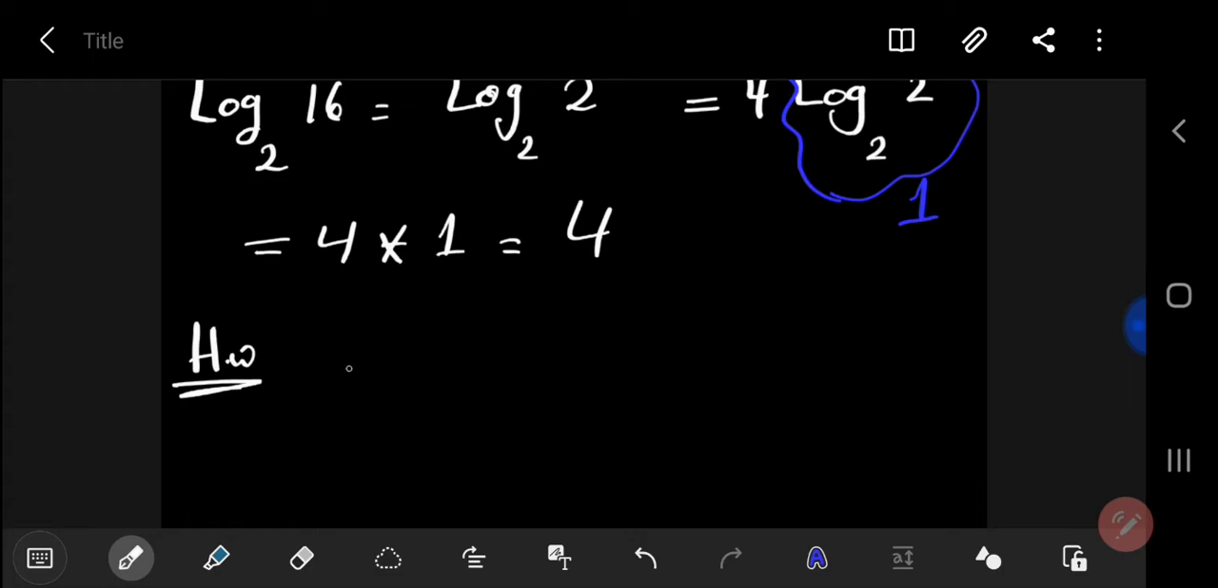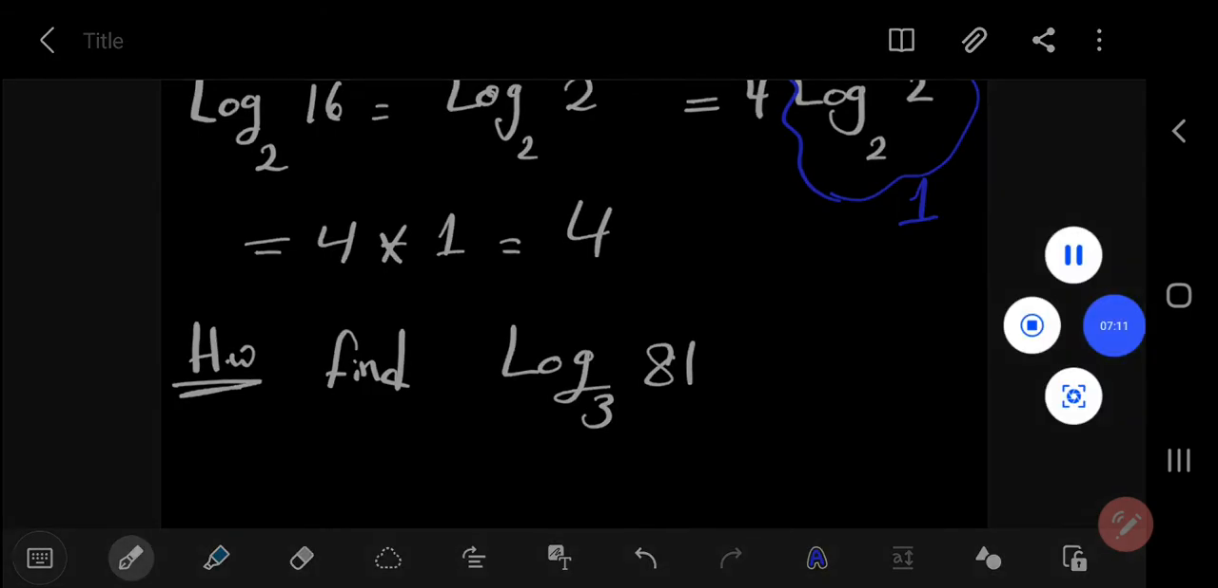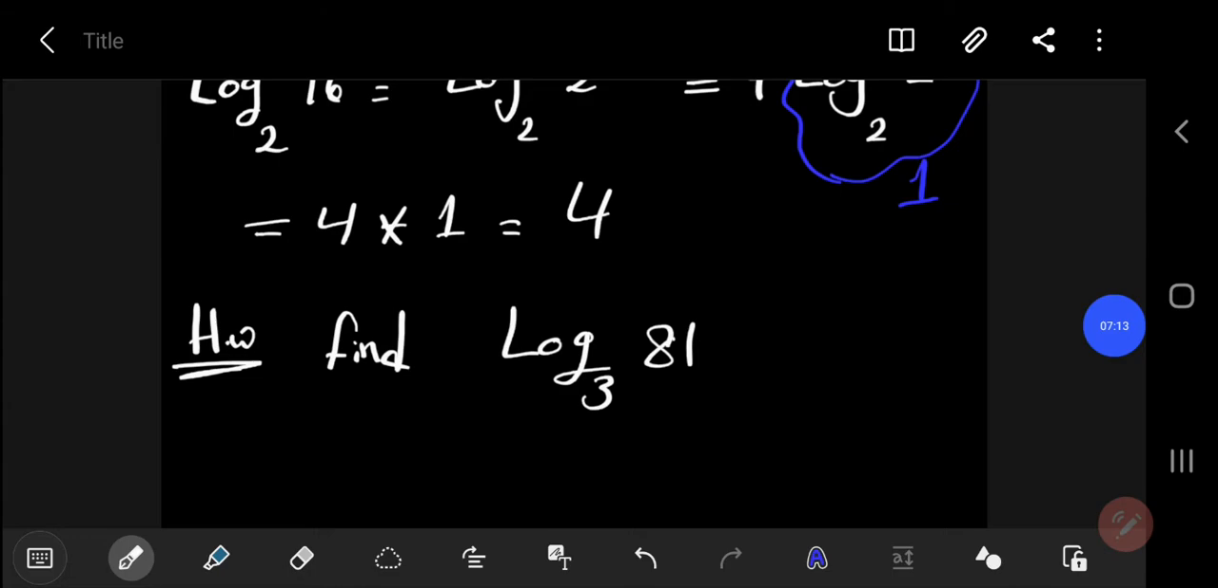The homework said find log base 3 of 81. Find log base 3 of 81. Take this as a homework and send it to me.